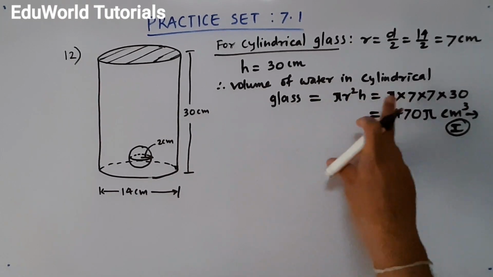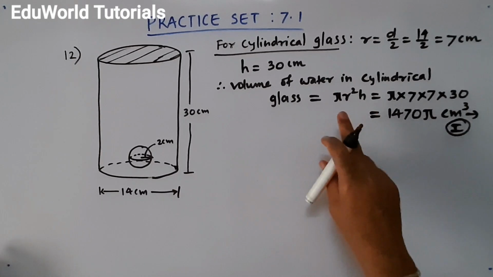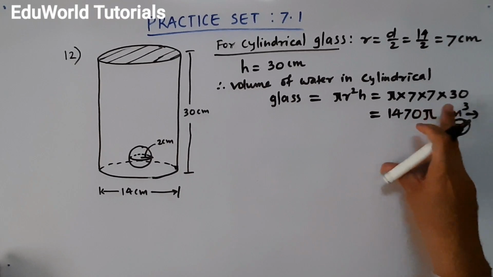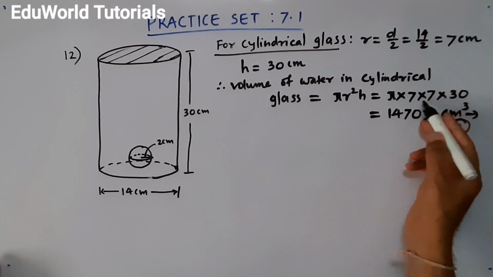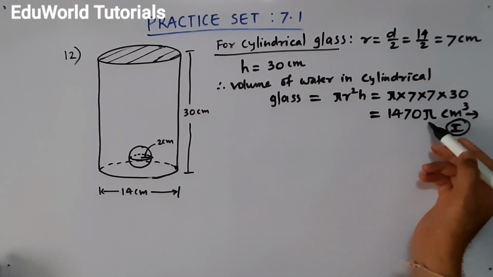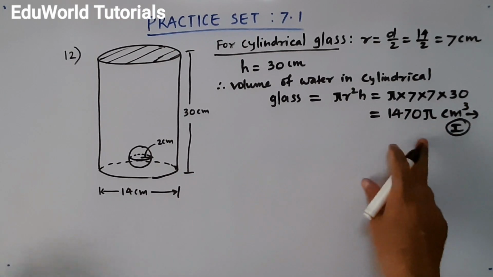So volume of water in cylindrical glass is pi r square h. Remember the formula. So pi into 7 into 30, which is 1470 pi. 7 sevens are 49. 49 threes are 147. Add this 0. Keep pi as it is. 1470 pi centimeter cube. This is the volume of water in the cylindrical glass.